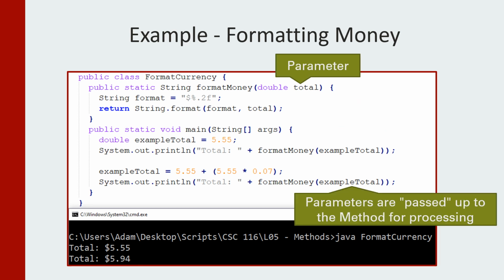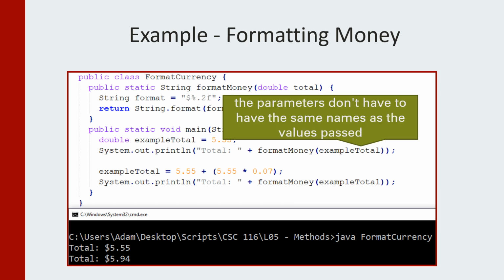So let's just walk through the parts of this. Again, the method takes in the parameter of a double, and then those are passed to the method for processing. So basically main is like sending this example total to the method to do something to it. As I've pointed out before, the parameter does not have to have the same name as the value that's passed. It's called total inside the declaration of the method, but the variable that I'm using inside my main method is called exampleTotal.